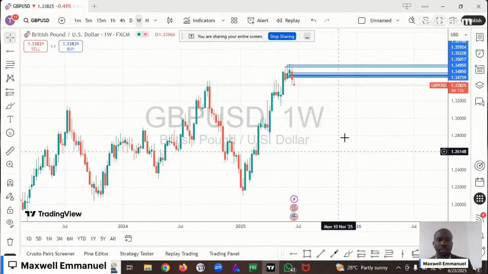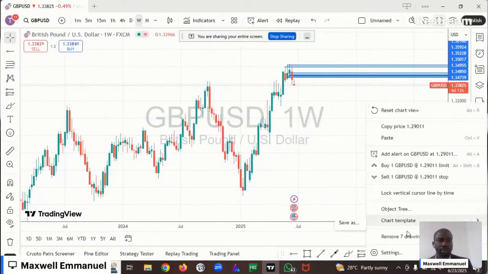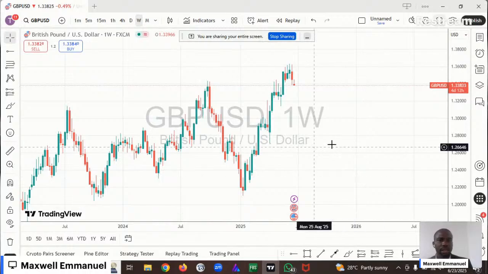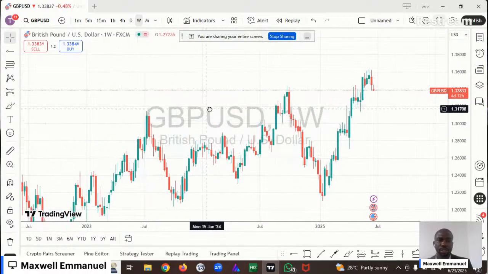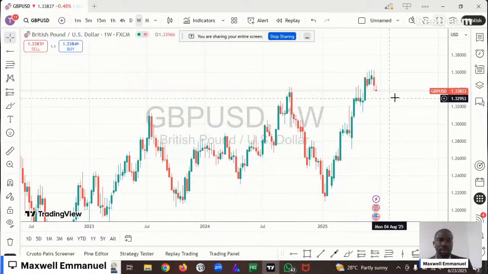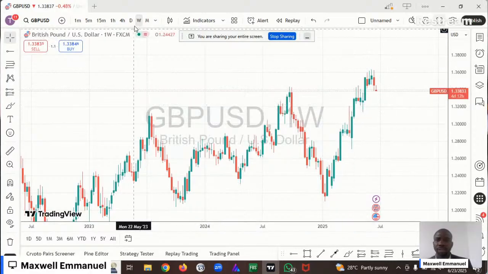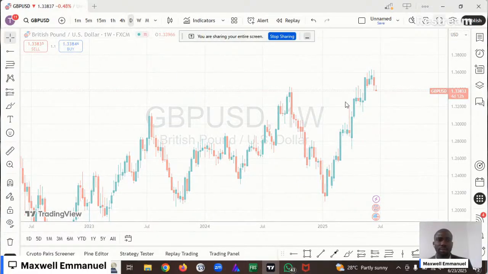Okay, so this is what we have on GBP USD. Since the dollar is bullish, GBP USD should be selling. GBP USD has been bearish. Last week candle closed strongly bearish. You can see last week candle closed strongly bearish.